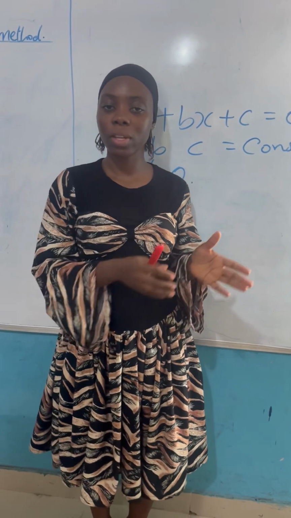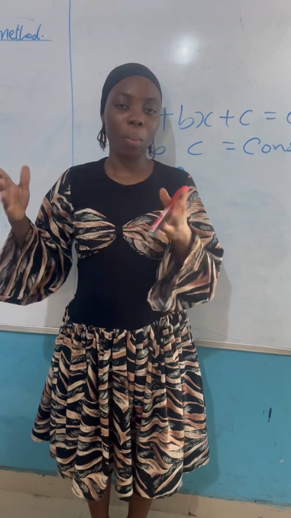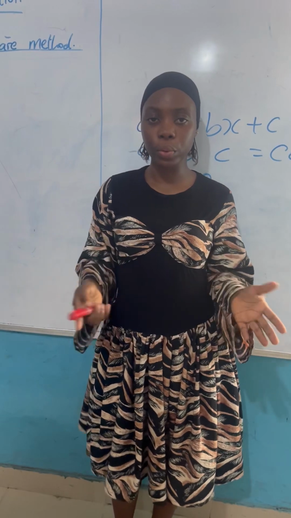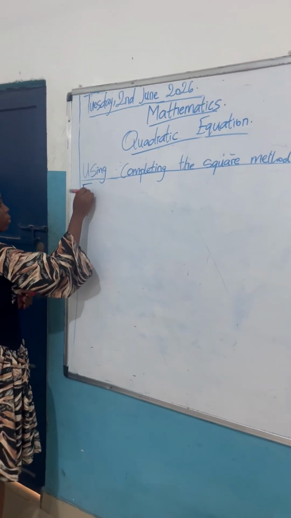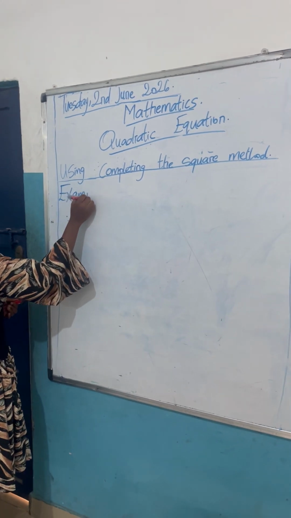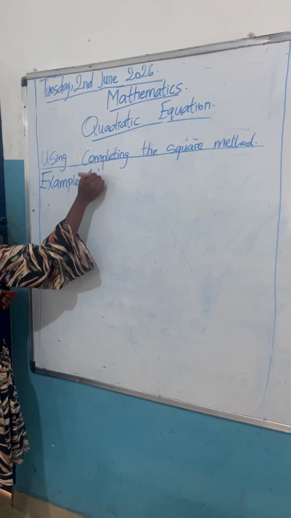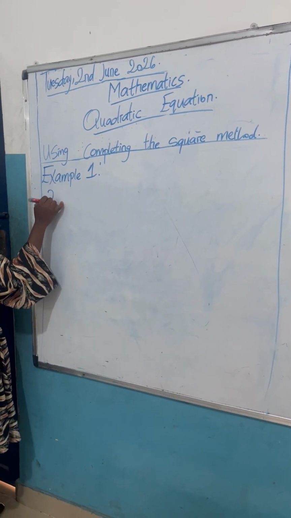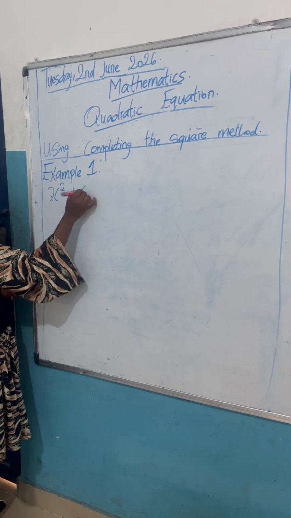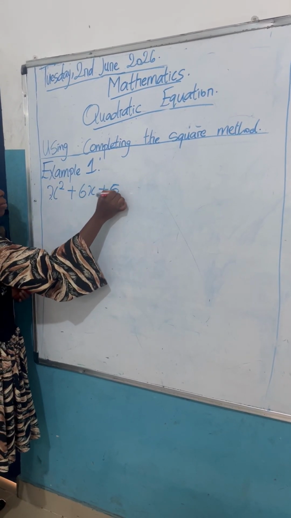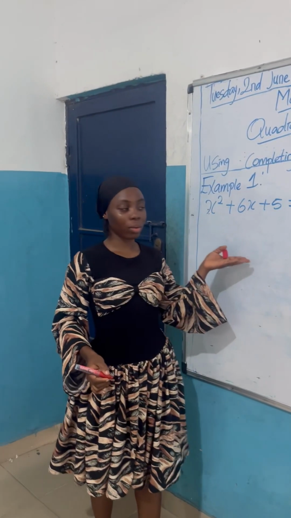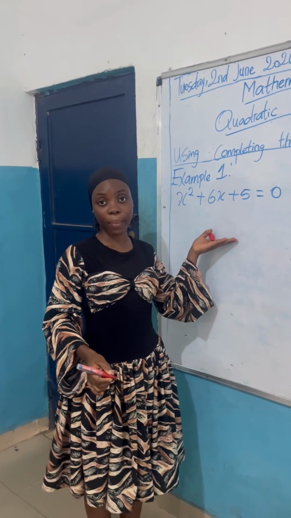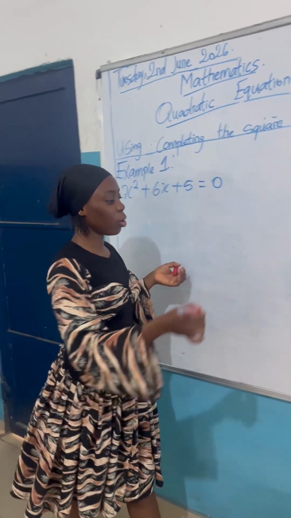Equation into a perfect square by taking the square root. Now let's look at some examples. We have x squared plus 6x plus 5 equals 0. And we have some steps in taking this quadratic and completing the square method in quadratic equation.